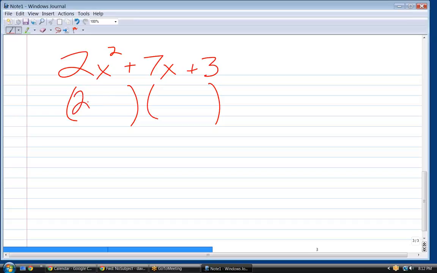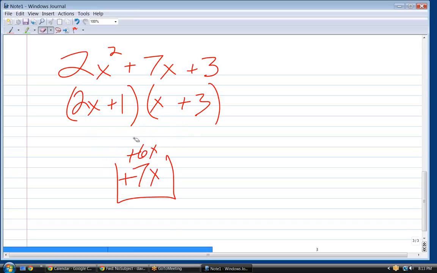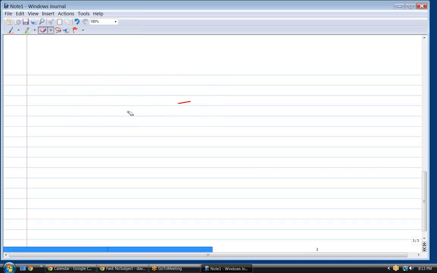See, this one, clearly it's got to be 2x and x. 3 only has 2 factors, and I know the 3 goes there, and the 1 goes there, and in my smiley faces, that's plus 1x, that's plus 6x, add them together, you get 7x, that is our middle term. I've done it correctly. Cool. So, there's more trial and error involved when you have a number here. It just presents so many more opportunities that it's harder to do.